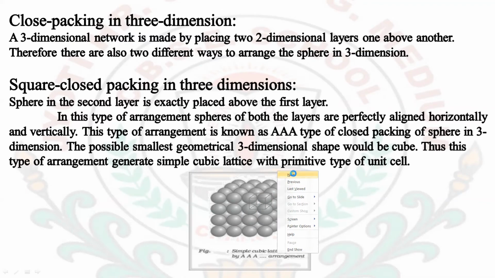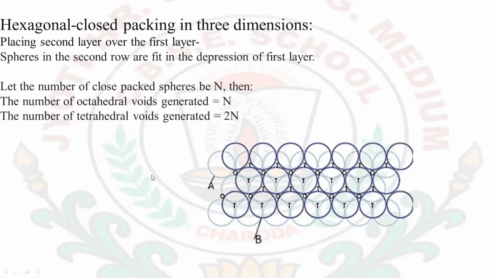Next, hexagonal close packing in 3 dimension. Let's see how hexagonal close packing in 3 dimension works. Here one A layer is placed beneath the B layer, and the A layer is covering all the gaps present in the B layer. So due to this reason, what will happen?